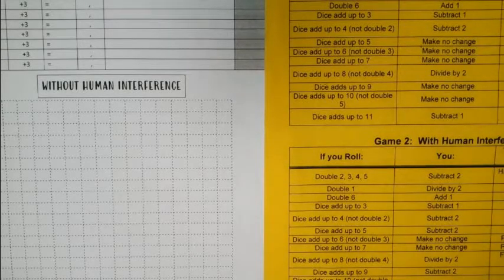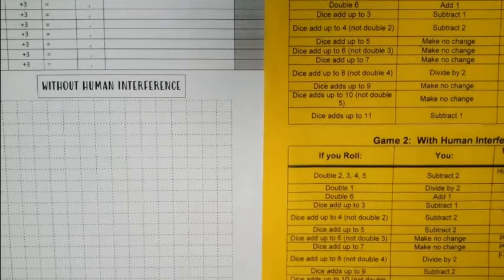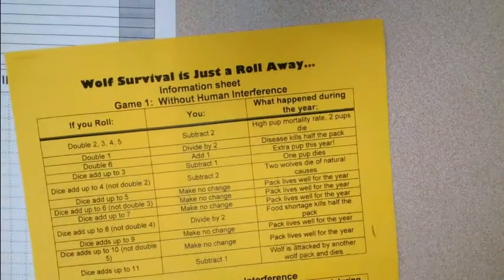Hammond, and as you've been learning in science, we've been talking about predator-prey relationships, competition, symbiosis. We're going to play a game today that goes over the idea of predator-prey relationship and how animals and environment interact and how populations change because of that interaction. We'll also be talking about how humans can interfere with the natural changes in population in an ecosystem. So the game's called Wolf Survival Is Just a Roll Away.